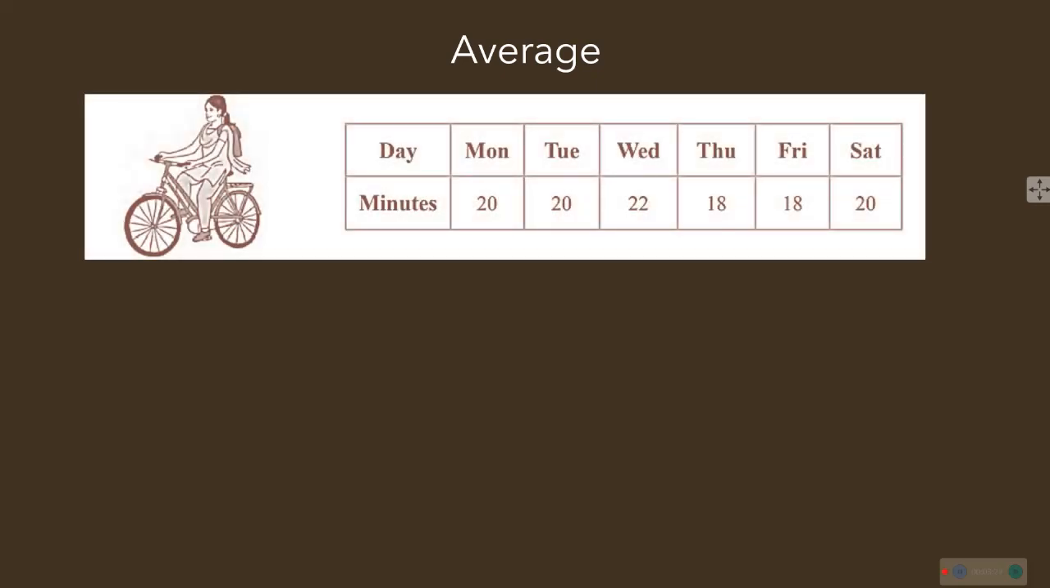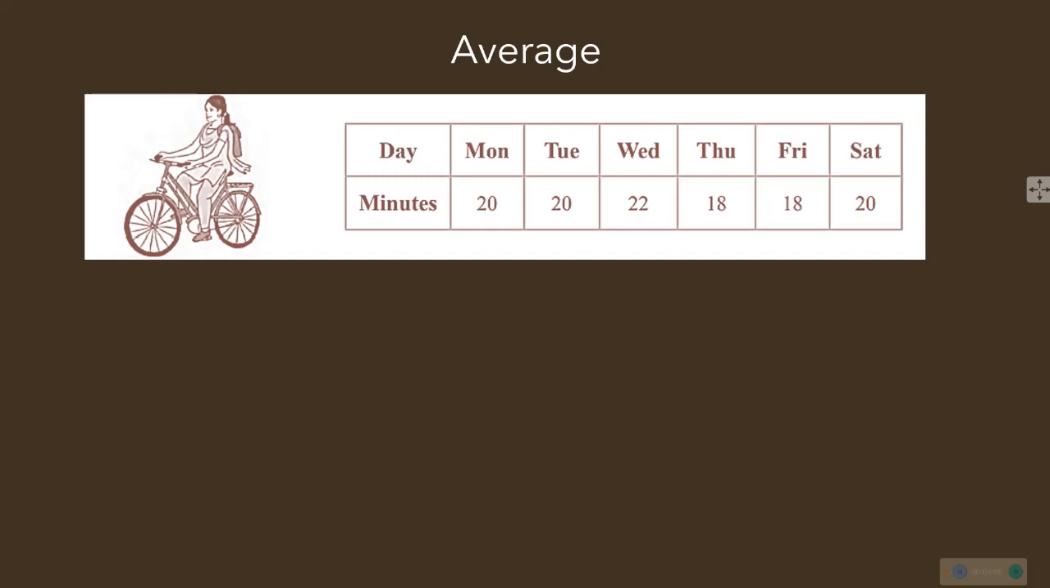For example, here is a picture given to you where a girl is coming to school on a bicycle every day. The working days are Monday to Friday. The recording is done: she takes 20 minutes on Monday and 20 minutes on Tuesday, but 22 minutes on Wednesday and 18 minutes on Thursday, and it goes on like that. Friday 18 minutes, and Saturday she took 20 minutes to reach the school.